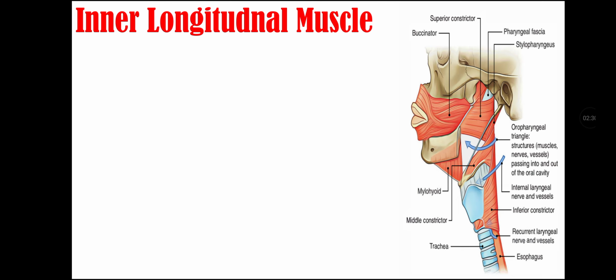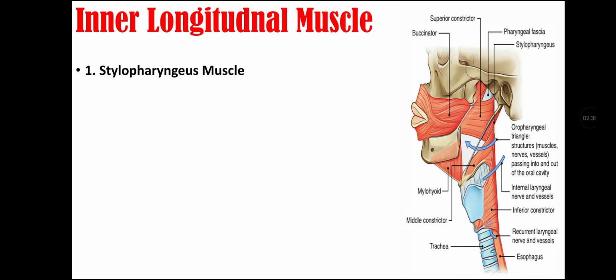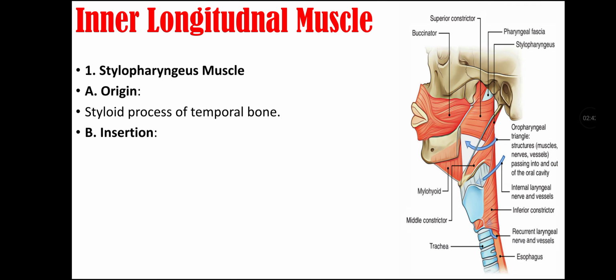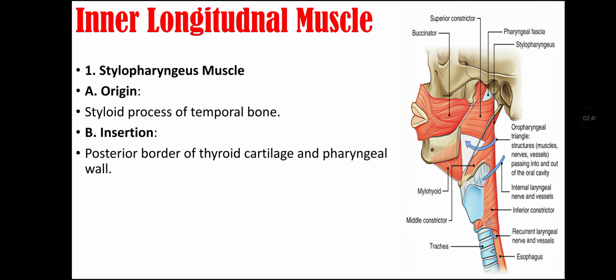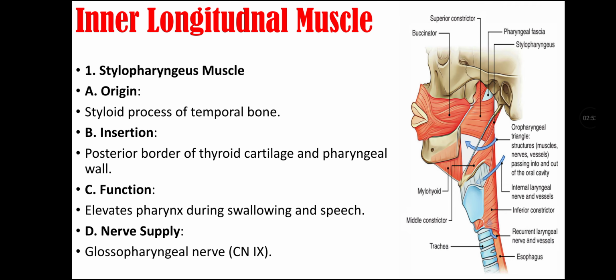Then there are inner longitudinal muscles that include stylopharyngeal muscle, palatopharyngeal muscle, and salpingopharyngeal muscle. First is stylopharyngeal muscle that originates from the styloid process of temporal bone. It is inserted in the posterior border of thyroid cartilage and pharyngeal wall. Its function is to elevate pharynx during swallowing and speech. It is supplied by glossopharyngeal nerve, that is 9th cranial nerve.